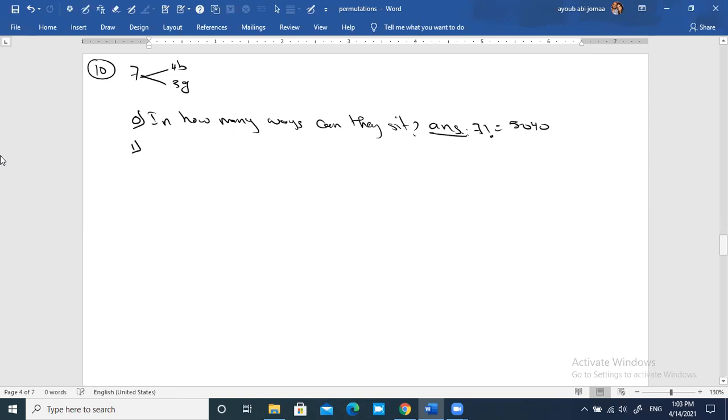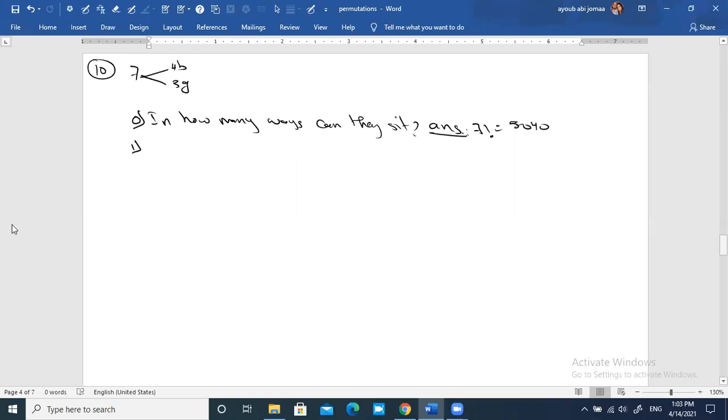Part 1. ليش 7 factorial؟ لأنه أنا هون مش فارق معي الجندر لهذا الالم whether boy or girl بدي يقعدوا على 7 seats. 7 factorial ways. يعني هلا بيقول لي boys girls شو يعني؟ اللي واحد طويل وواحد قصير مش مهم.